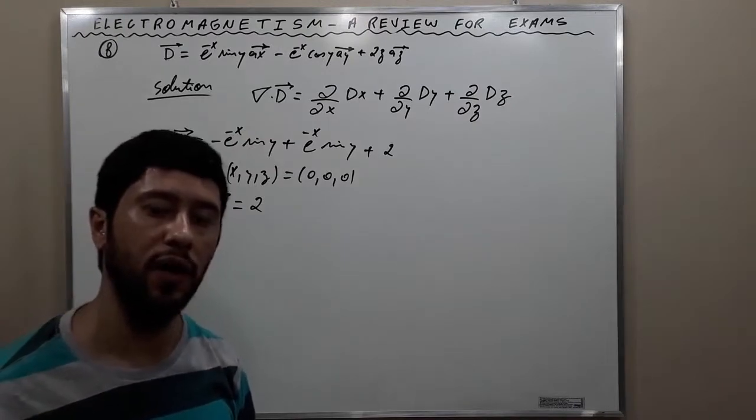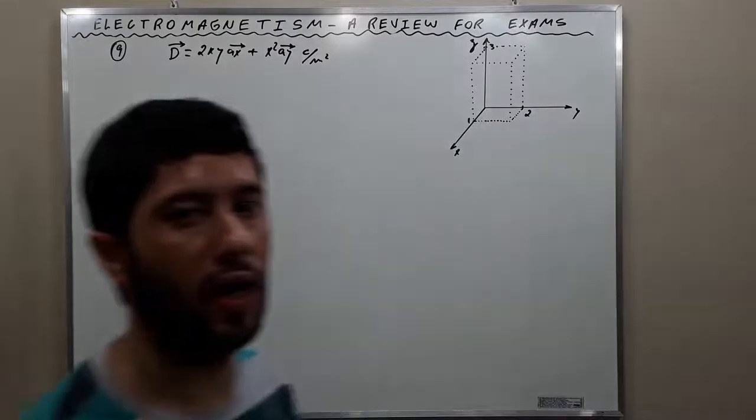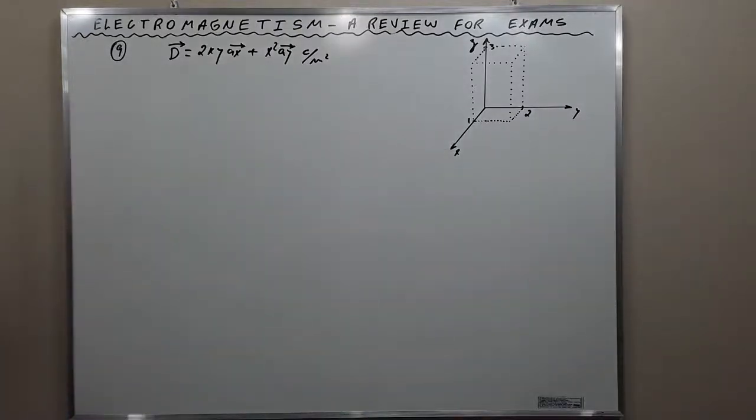Let's go to exercise 9 now. Exercise number 9. Evaluate both sides of the divergence theorem for the flux density D equal to 2xy in the x direction plus x squared in the y direction, coulomb per meter squared, and the rectangular parallelepiped formed by the planes x equal to 0, x equal to 1, y equal to 0, y equal to 2, z equal to 0, and z equal to 3. Okay, my friends, this is exercise 9. Let's go to the solution.